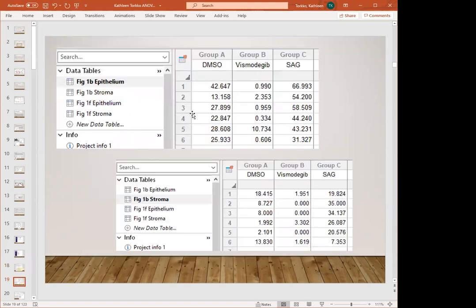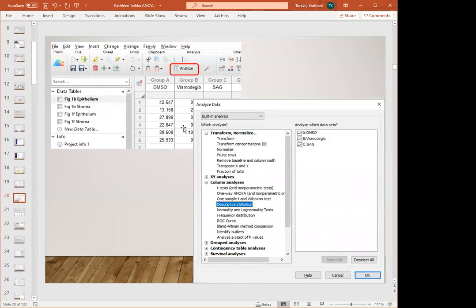So I went in already and created a table, and it's always important that you name your table, so if you go back, you can look and know exactly where your data are and what they relate to. So I have figure 1B epithelium, figure 1B stroma. You could potentially put them in the same table, but it's easier when it creates graphs and things to do it separately. I also looked at figure 1F. If we have time, we'll look at that. So I copied the data under the DMSO, the V, and the SAG groups.